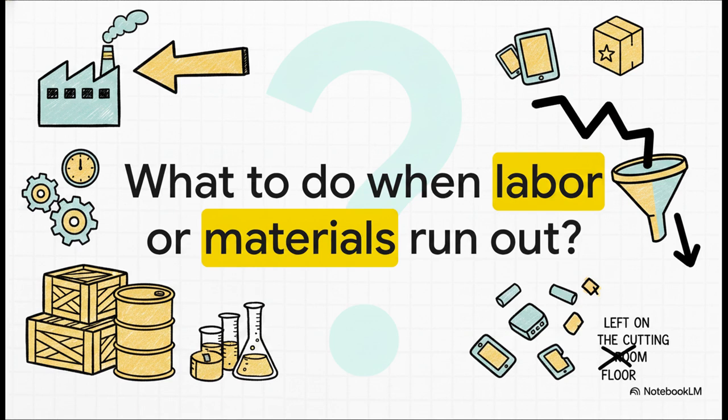So I want you to think about this question for a second. What do you do when you run out of labor or materials? Imagine your customers are practically knocking down the door, but your factory only has 100 hours of machine time available this week. Or maybe a global supply chain issue means you only have 50 kilograms of a really crucial raw material. How do you decide which products get made and which ones just get left on the cutting room floor? This right here is the classic problem of bottlenecks.